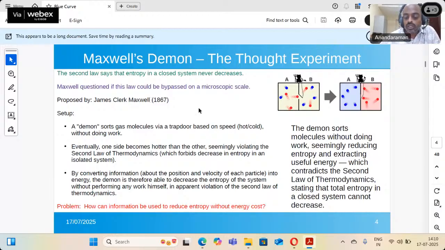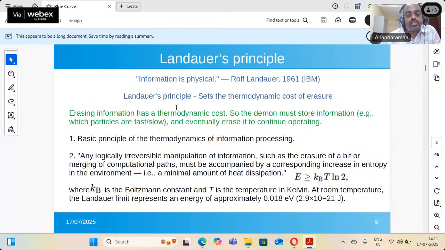Okay, after 97 years, this Landauer principle came. He disproved Maxwell's demon, and he proved that the second law of thermodynamics is valid. He is telling that information is physical, not logical, as proposed by Maxwell. Okay, information is physical. So a thermodynamic cost is there for every erasing of memory. Erasing information has a thermodynamic cost. So the demon must store information.